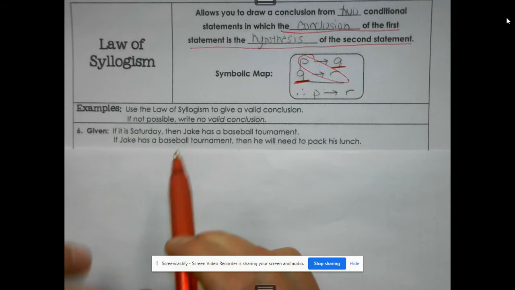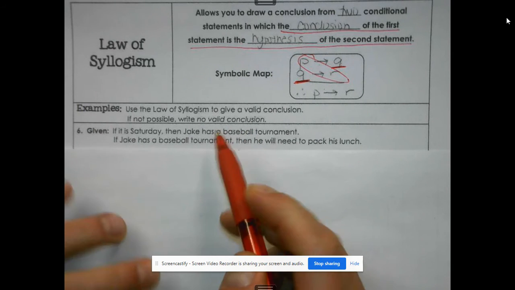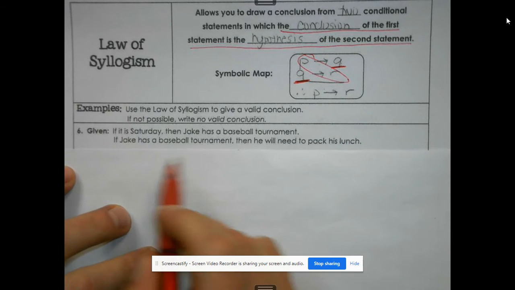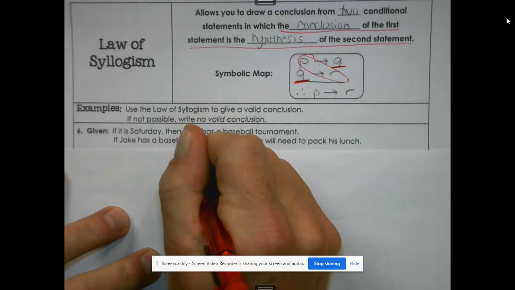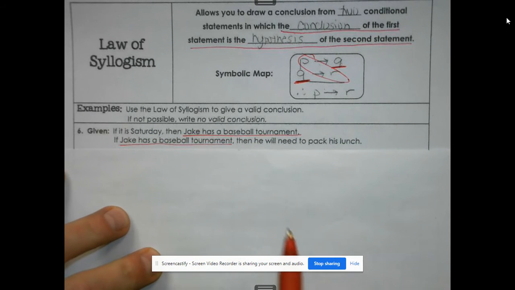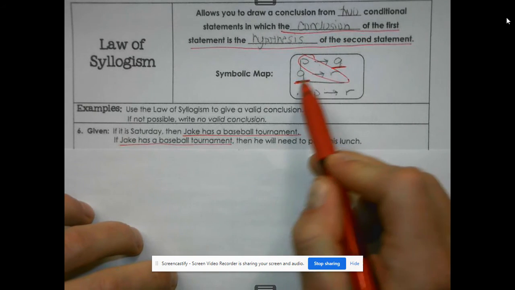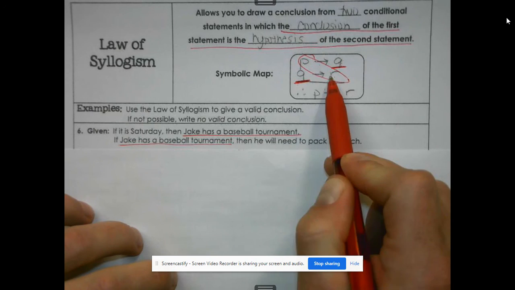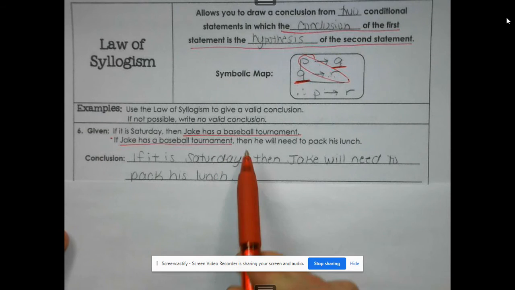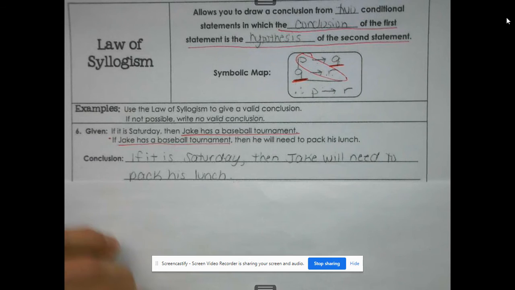All right. Use law of syllogism to give a valid conclusion. If not possible, write no valid conclusion. All right. So the only thing I'm looking for: does my conclusion from the first match the hypothesis of the second? Does this part right here match this part right here? Jake has a baseball tournament. Jake has a baseball tournament. Yep, it does. These two match up. Then I can combine these two for my valid conclusion. Conclusion, if it is Saturday, then he will need to pack his lunch. Done. That's it. Super simple.